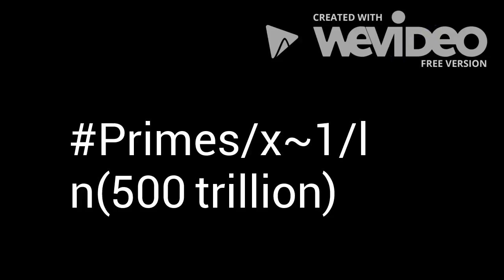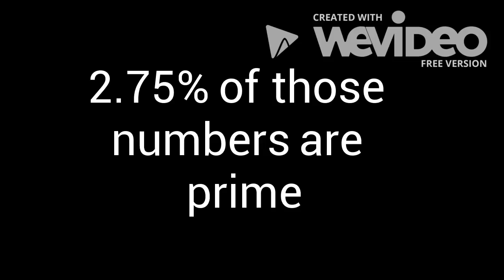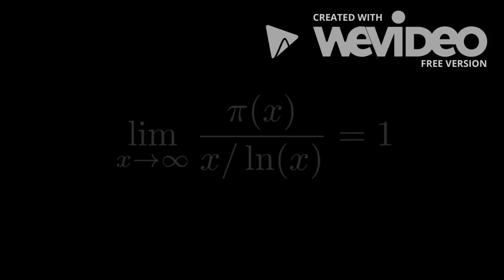Another example is that if you wanted to find the amount of prime numbers between 1 and 500 trillion, you would plug in the numbers and find that 2.75% of those numbers are prime. So you see, this formula is so much easier than counting all of the numbers one by one by one. It saves people a whole lot of more time and much more ease than having to figure out all of that.